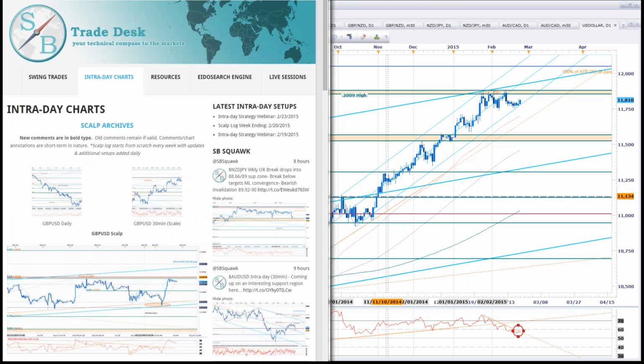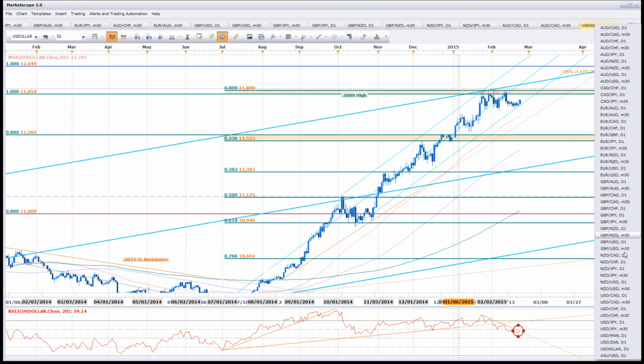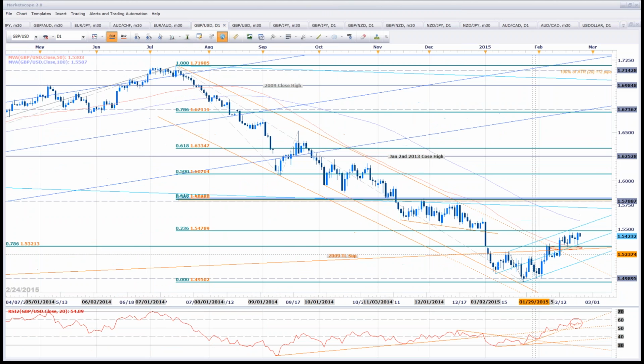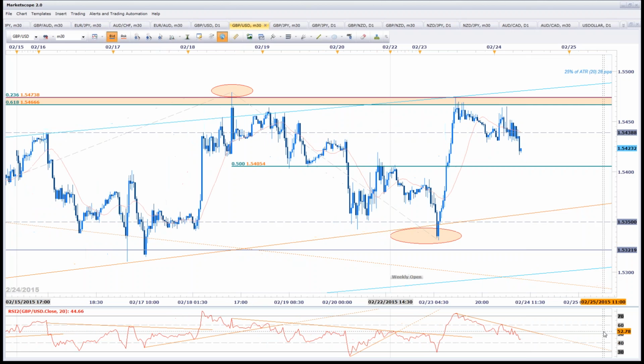So British pound, here's what we were looking at as we came into the close of trade yesterday. Daily chart still has us within the confines of this formation here. Remember, 54.78, 54.80, still key resistance near term. Here's what the 30-minute looks like. And here's what last night's scalp looked like.